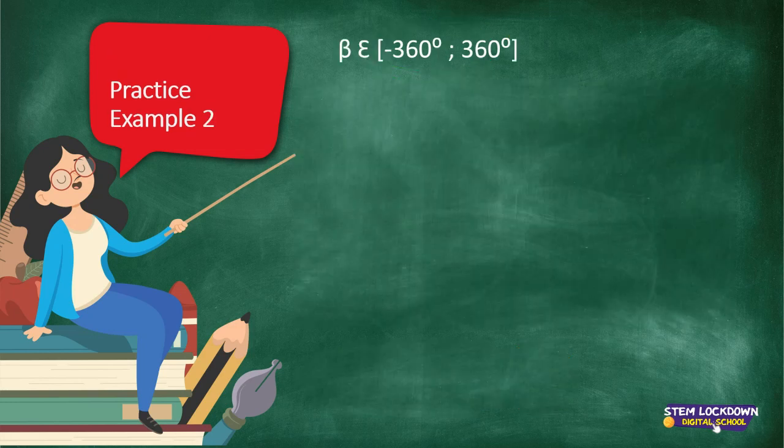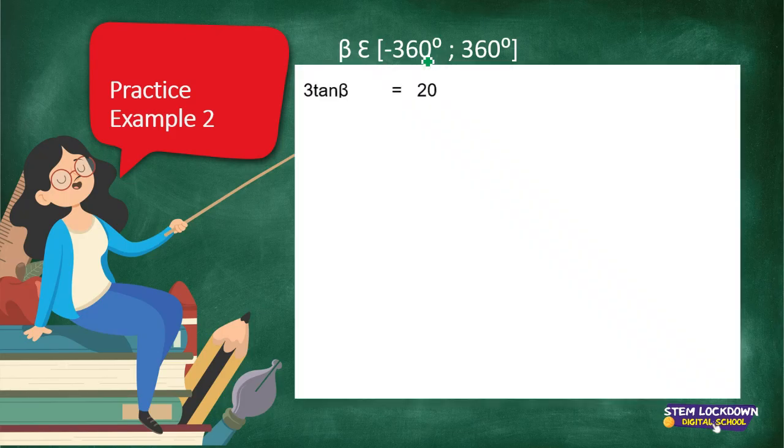Practice example number 2. We have changed the range of our answer, and we've said that beta must sit between minus 360 degrees and 360 degrees, and we have said that both your start point and your end point are included, square bracket. This is our formula. Our formula says 3 tan of beta is equal to 20. Very simply, guys, as we've been doing in terms of resolving our equations, you'll divide both sides by 3.